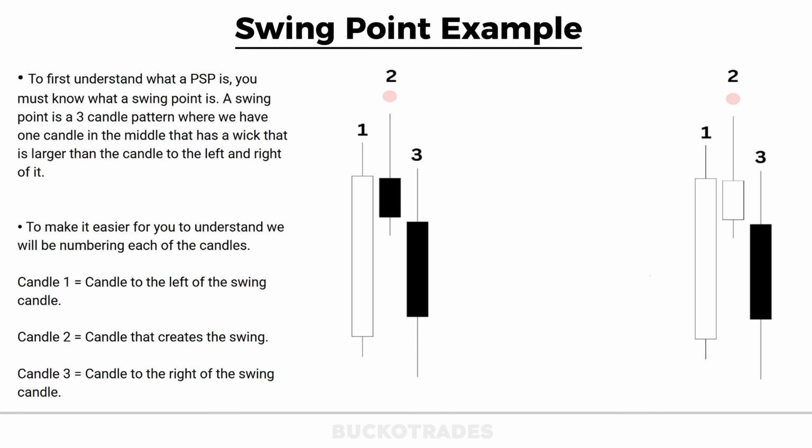Okay, so let's get into an actual PSP example. To first understand what a PSP is, you must know what a swing point is. A swing point is a 3-candle pattern where we have one candle in the middle that has a wick that is larger than the candle to the left and to the right of it. So if you take a look at the example on the right, you can see we have two swing point examples, and to make it easier for you to understand, we will be numbering each of the candles. Candle 1 is the candle to the left of the swing candle, candle 2 is the candle that creates the swing, and candle 3 is the candle to the right of the swing candle.